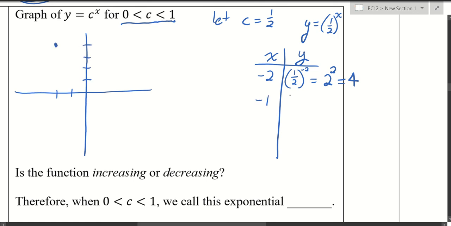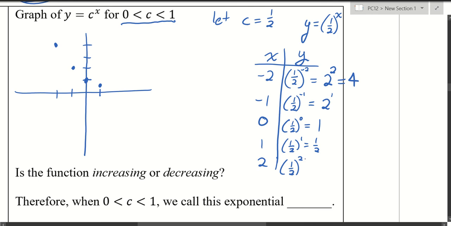What about -1 as our input? Well, that's just going to be our base, all to the -1 power. So we can take the reciprocal. That's just going to be 2 to the positive 1, which is really just 2. So -1 as our input will give us 2 as our output. Let's plug 0 in. So 1/2 to the 0th power. That's always just going to be 1. And let's do the first power. 1/2 to the first power is just itself. So when we have an input of 1, we have an output of 1/2. And let's try plugging in 2. 1/2 all squared is really just going to be 1/2 times itself, which is just 1/4 as our output.